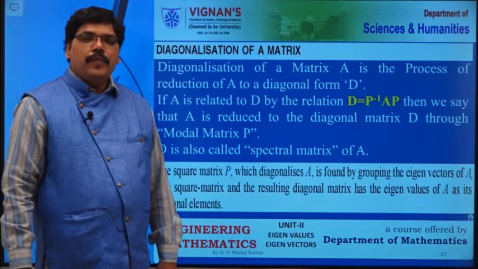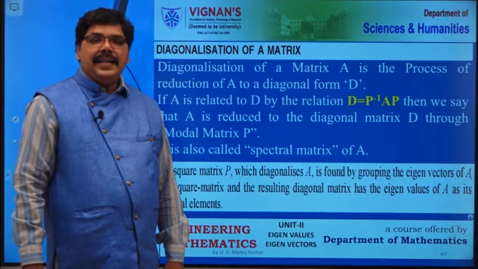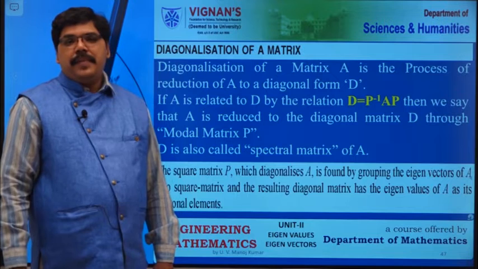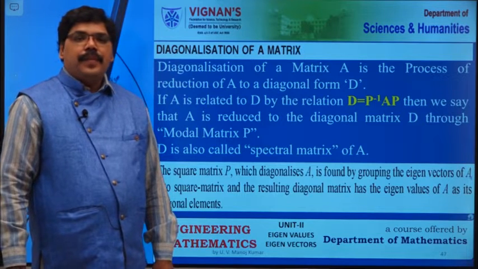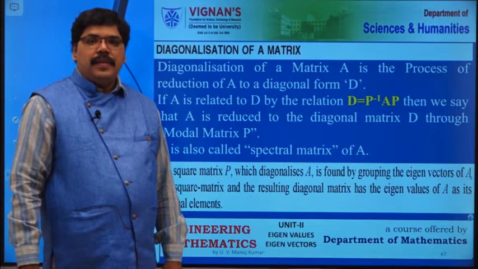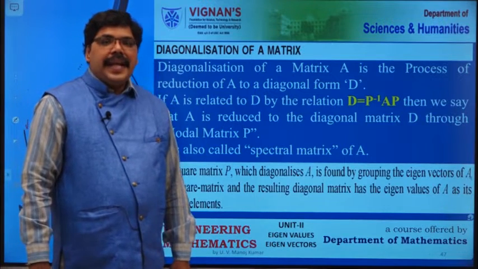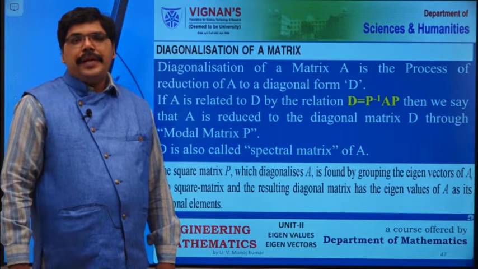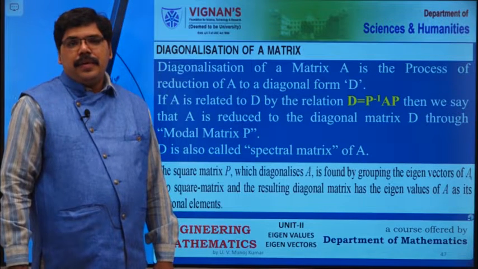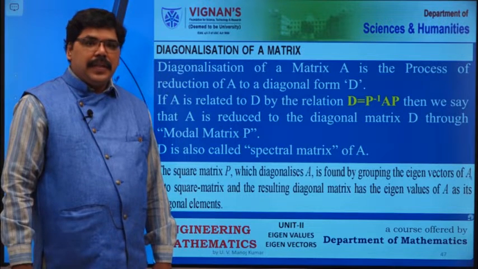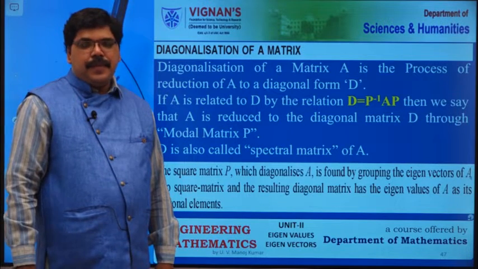Today we will see diagonalization. Diagonalization of a square matrix by eigenvalues and eigenvectors. Okay, let capital A be a square matrix. I want to reduce this square matrix into a diagonal matrix. How to convert that into a diagonal matrix?